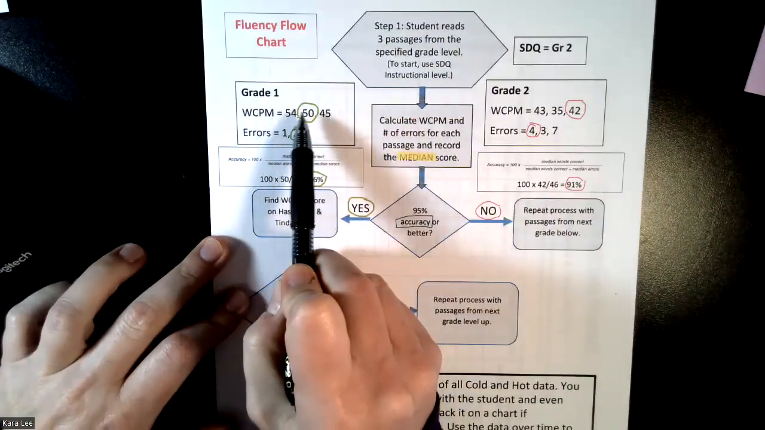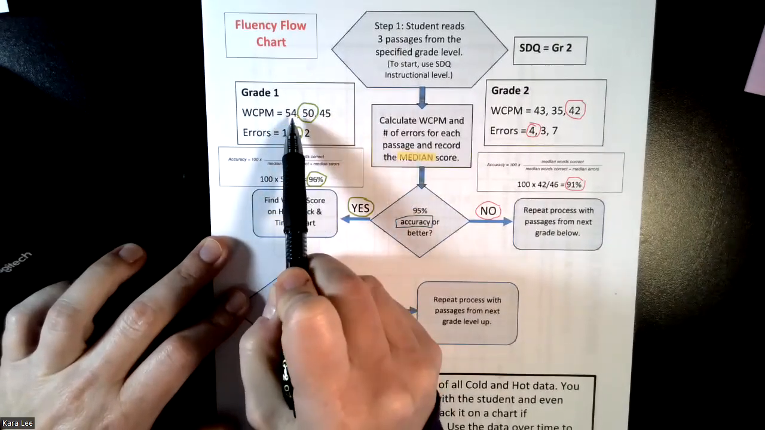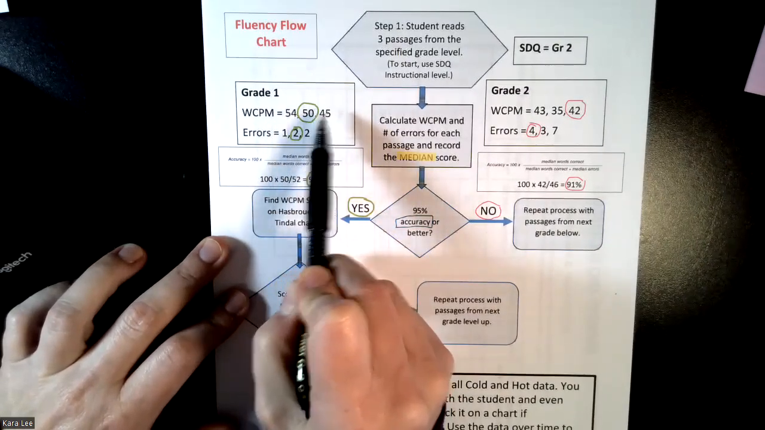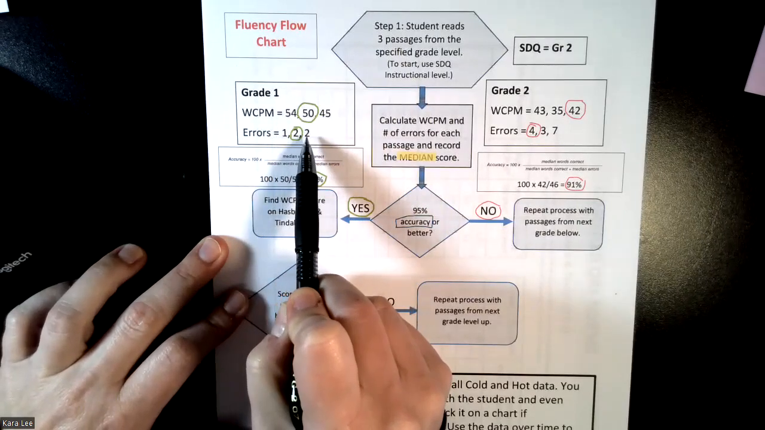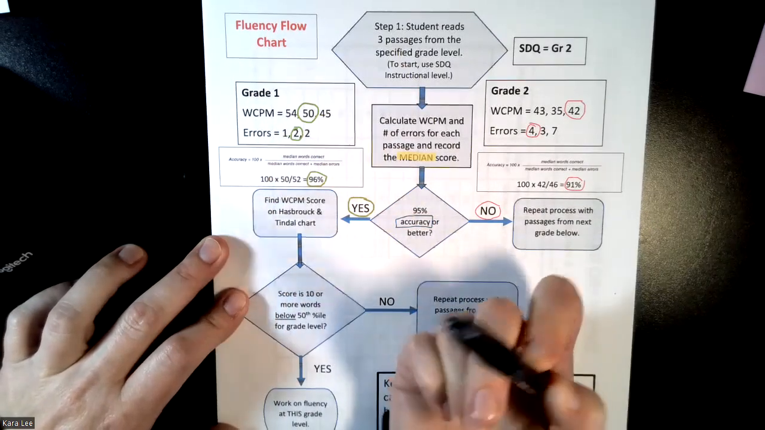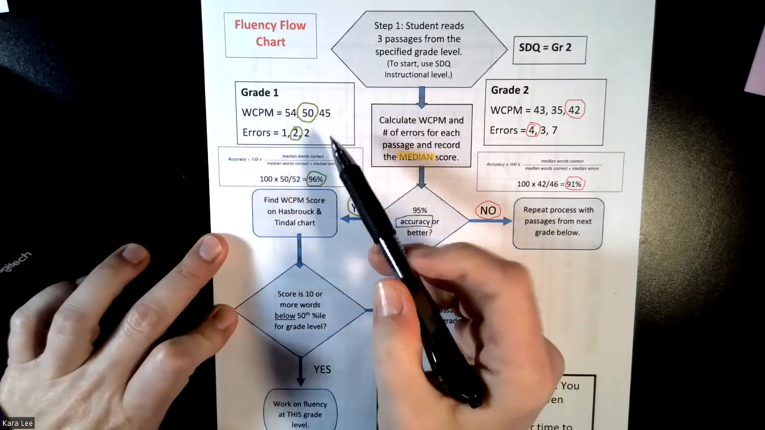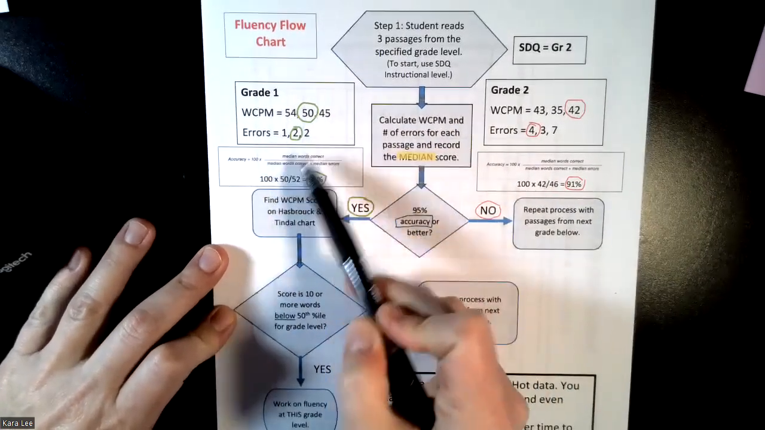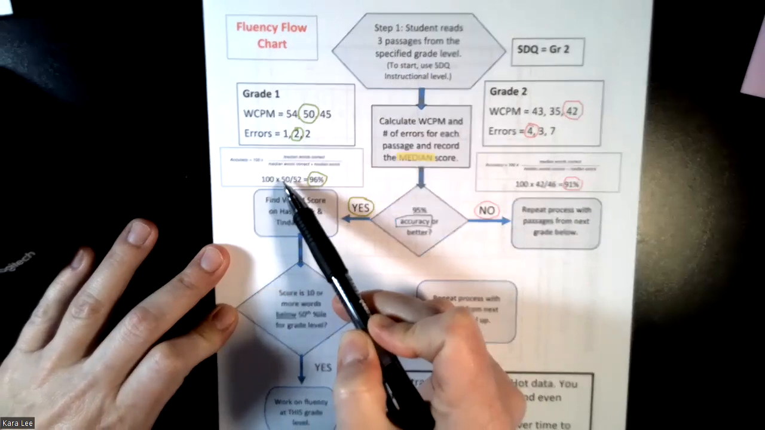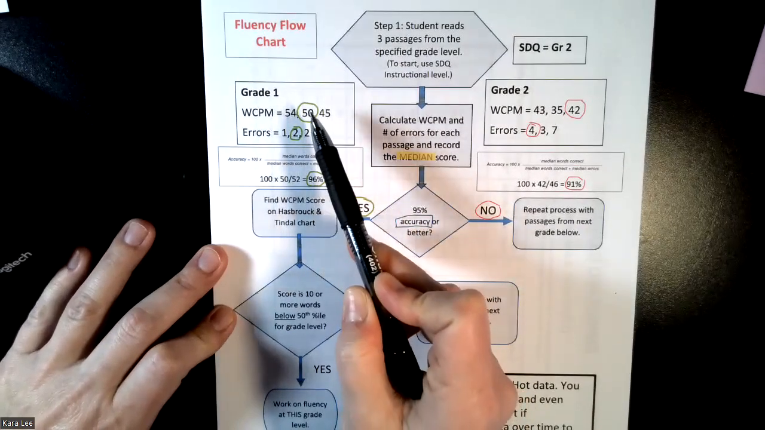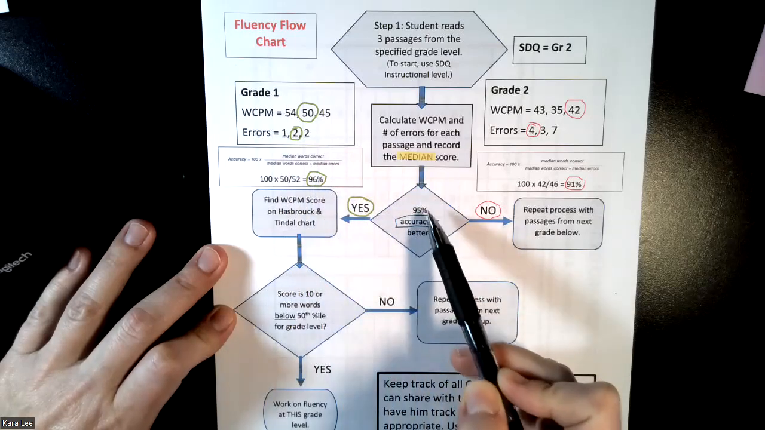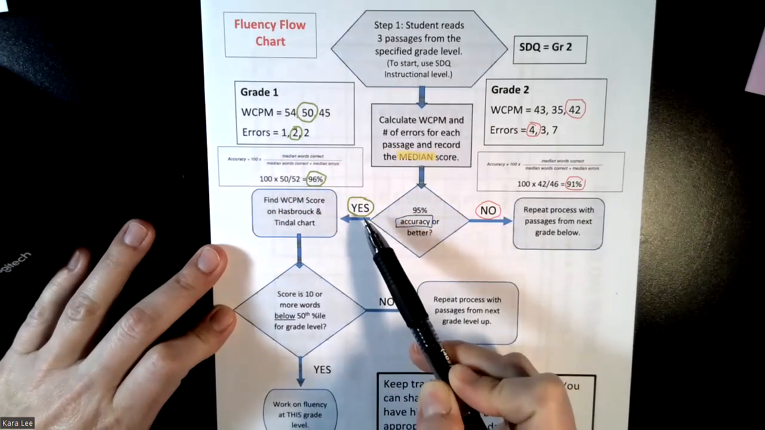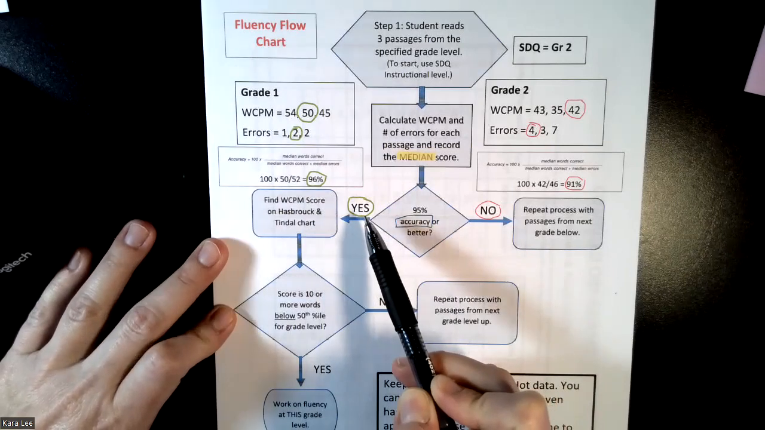Same thing. Here are the 3 numbers I got from the 3 passages for words correct per minute and errors. Now, notice that the errors here are 1, 2, and 2. If you have 2 of the same number, then obviously that is the number that's the median. Okay. So now I do my calculation for accuracy. 50 divided by 52, right? Because 50 plus 2 is 52. And I get 96%. Aha. Is that 95% or better? Yes, it is. Okay, now I'm ready for my next step.